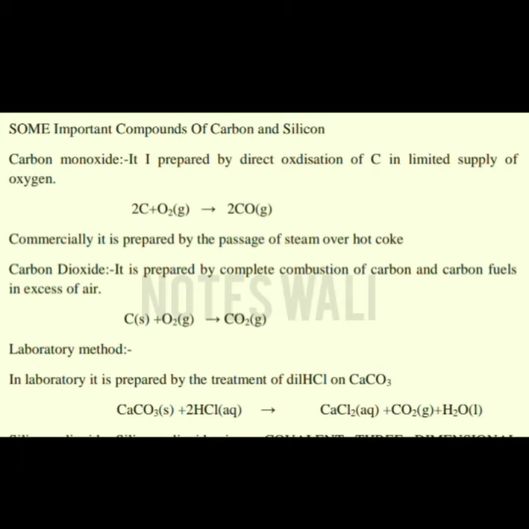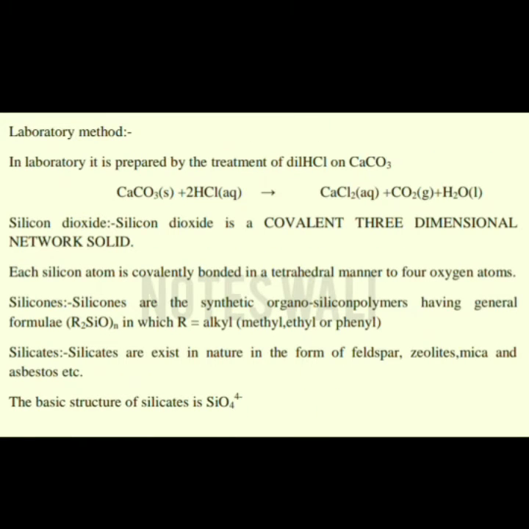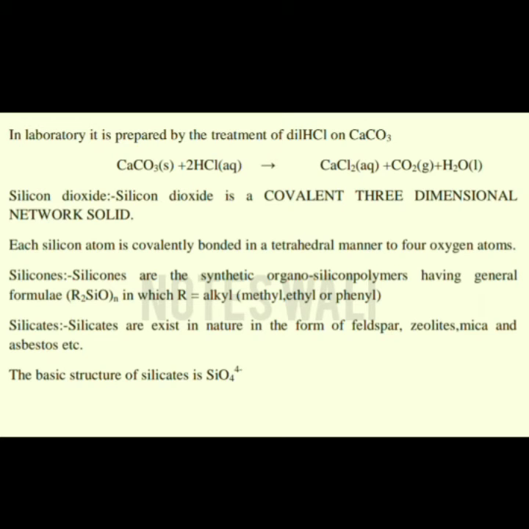Carbon forms mainly two oxides, carbon monoxide and carbon dioxide. The laboratory method of preparing carbon dioxide is by the treatment of dilute HCl with calcium carbonate. Silicon dioxide is again a covalent three-dimensional network solid.